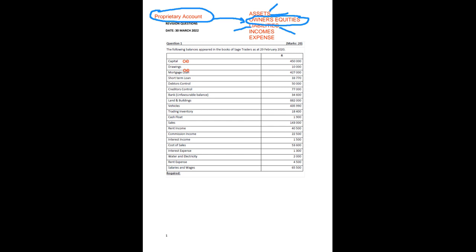So remember, in owner's equity, we only have two things. We only have what? Capital and drawings. I repeat. If in the exam they are asking you to classify or to give examples of owner's equities, just know that capital is owner's equity and drawings is an owner's equity. But remember, drawings is a negative owner's equity, because drawings is something negative to the business. So we only have two owner's equities at the moment. Are we together?